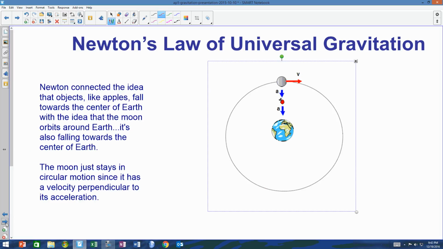Newton connected the idea that objects, like apples, fall towards the center of Earth with the idea that the Moon orbits around the Earth, is also falling towards the center of the Earth. The Moon just stays in a circular motion since it has a velocity that happens to be perpendicular to that acceleration. So it's moving fast enough that instead of falling into the Earth, it falls around the Earth.